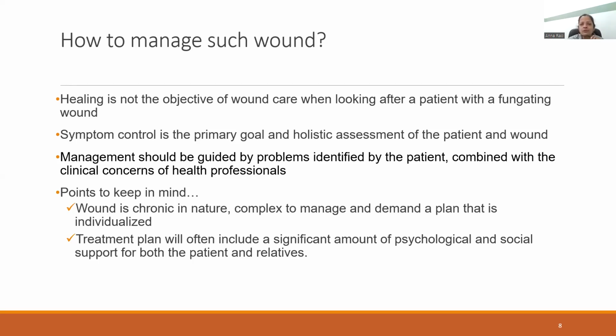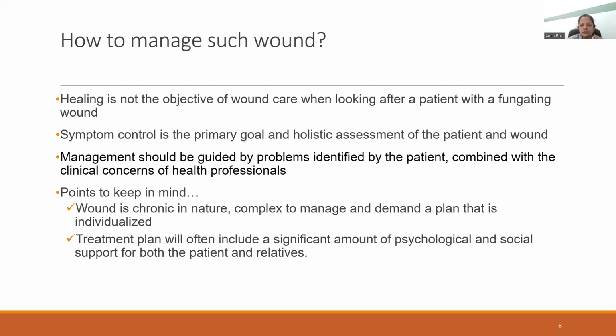Okay, so what we are trying to do is to keep the patient away from major complications. We have to take the steps to prevent them. Okay, so symptom control only will be our primary goal. So holistic assessment of the patient and the wound is essential. And management should be guided by the problems identified by the patient himself. Okay? Patient should be able to tell you what is happening to him. And of course, you can take help from the relatives also. Okay, and of course we are going to do assessment of the wound. Okay, so we can add on expert advice and care.